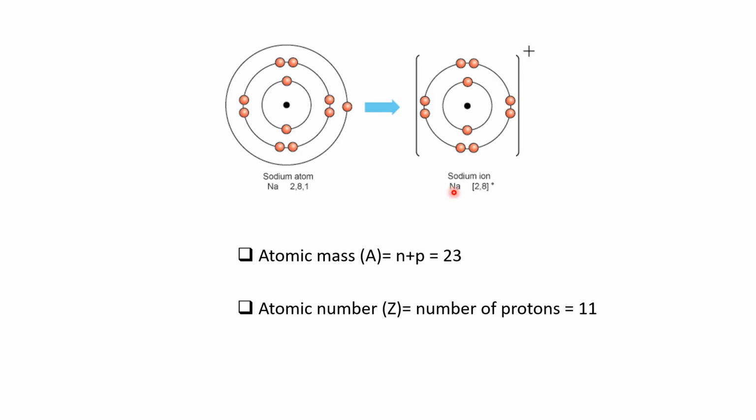Because of this one electron leaving the atom, I will not say that the atomic number has become 10. No, the number of protons is still the same in both the sodium atom and the sodium ion. Therefore, the atomic number is still 11.